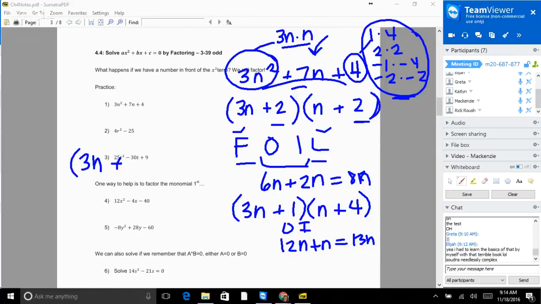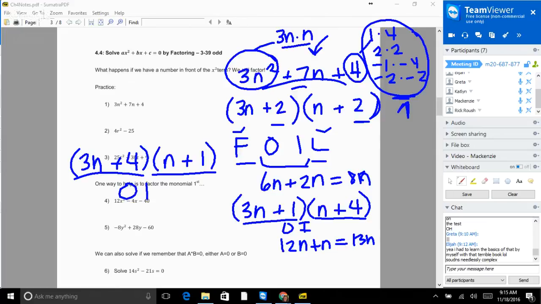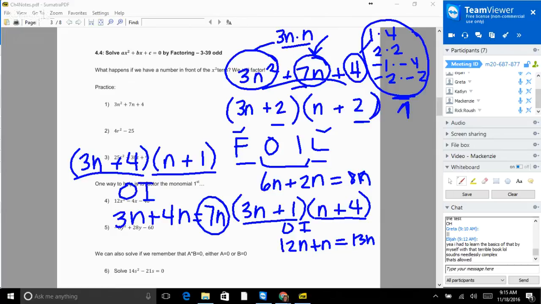3n plus 4 and n plus 1. So also when you have a number out front, the order of your factors make a difference, right? So before you had 3n plus 1 and n plus 4, we've switched and put the plus 4 with the 3n and the 1 with the single n. So if we FOIL this, we get outside, inside, we get 3n plus 4n, which we get 7n. Bingo, that's what I'm looking for, 7n, right?